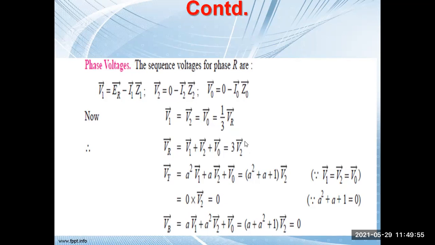Yes, sir. Okay. And VY equal to A square into V1 plus A into V2 plus V0. Now here we know that V1 equal to V2 equal to V0 equal to the same value. So we'll write here V2. So A square plus A plus 1 equal to 0. That means this is 0 into V2, that is equal to 0. Similarly for VB, VB will be A into V1 plus A square into V2 plus V0. These all are equal. So V2 will be taken common, and this is equal to 0.